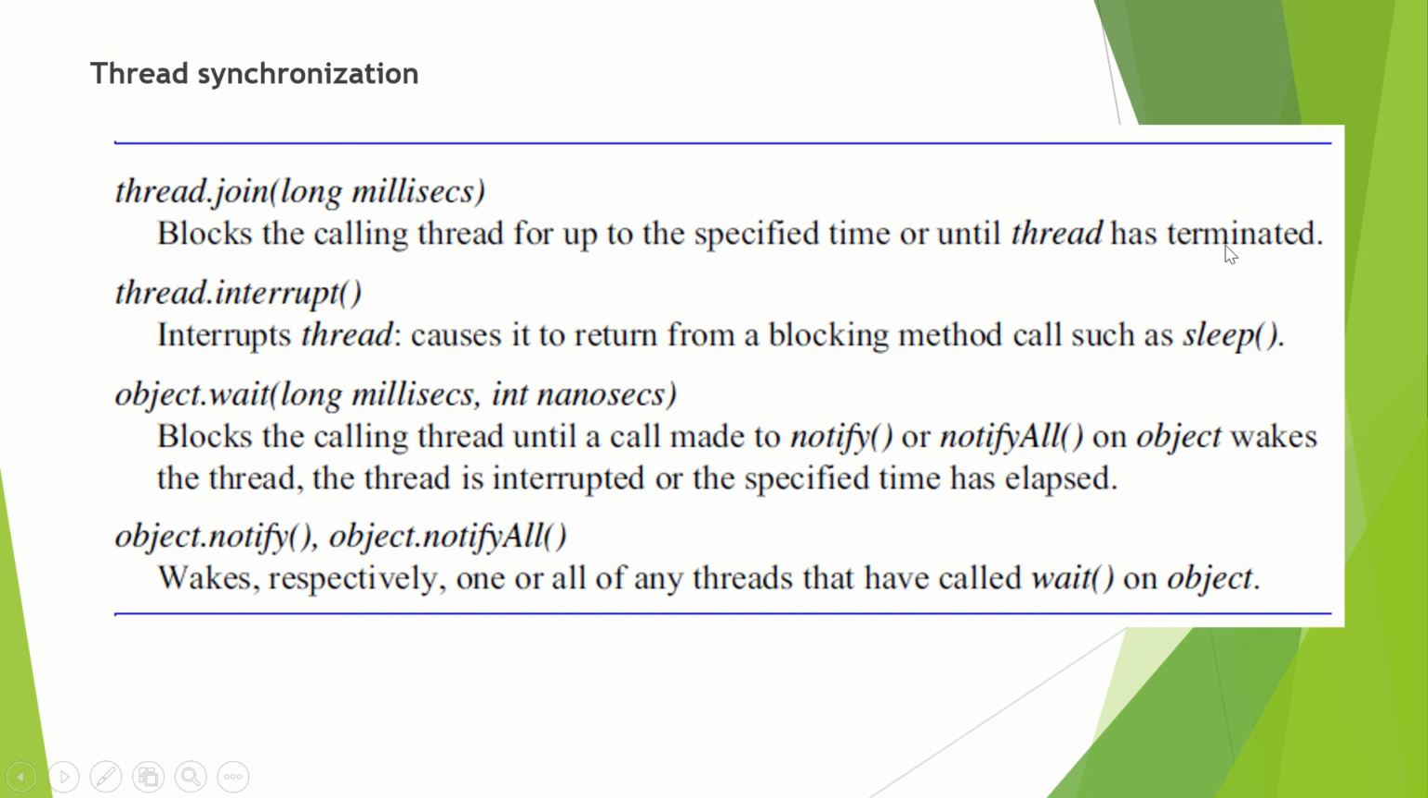or until the thread has terminated. Thread interrupt causes a return from blocking method calls such as sleep. Object wait blocks the calling thread until a call is made to notify or notify all, or the thread is interrupted or the specified time has elapsed. And object.notifyAll wakes up respectively one or all of any threads that have called wait on the object.